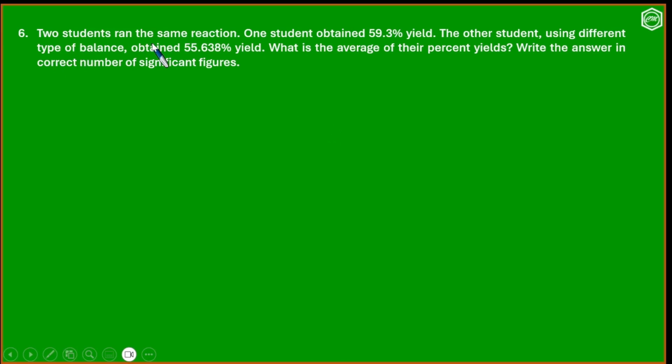Question 6. Two students ran the same reaction. One student obtained a 59.3% yield. The other student, using a different type of balance, obtained 55.638% yield. What is the average of their percentage yield? Write the answer in the correct number of significant figures. The average yield is the sum of the yields divided by 2. And here we need to consider the decimal place. We need not consider this one.